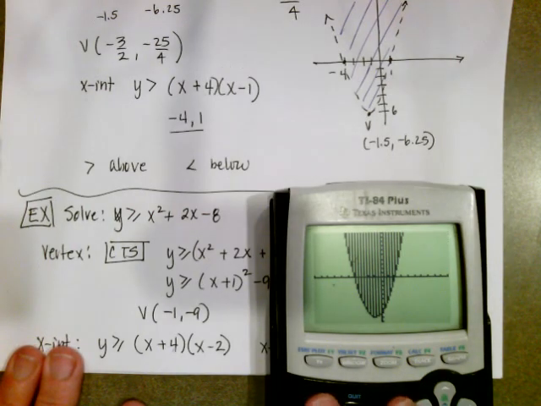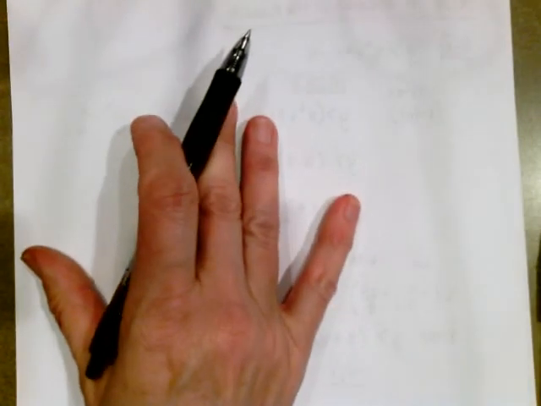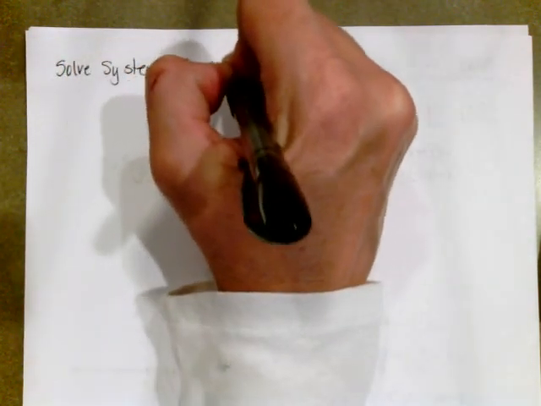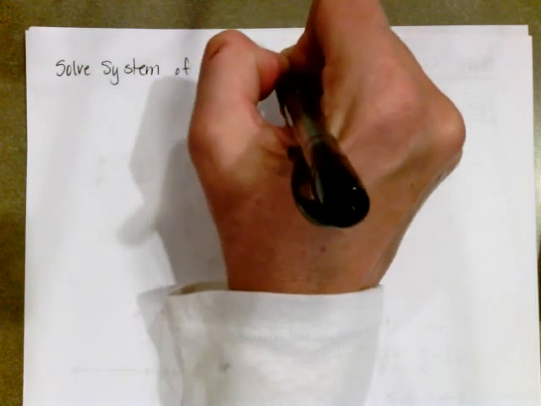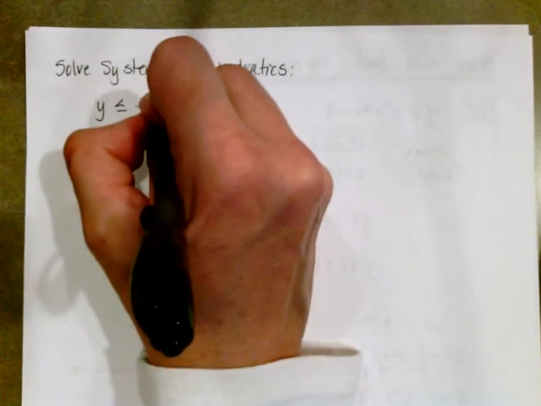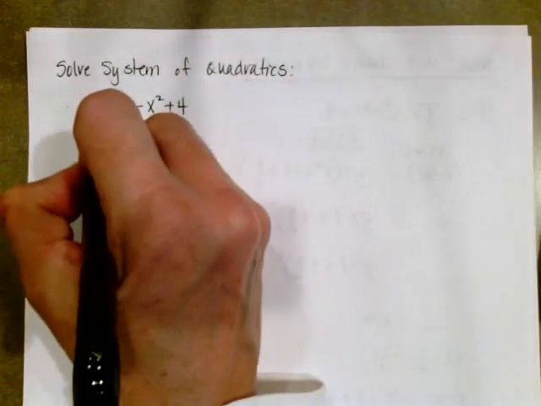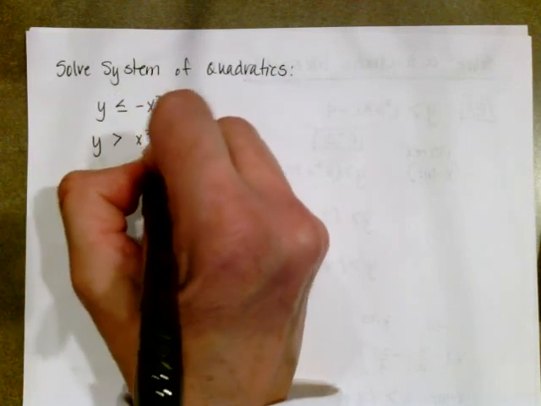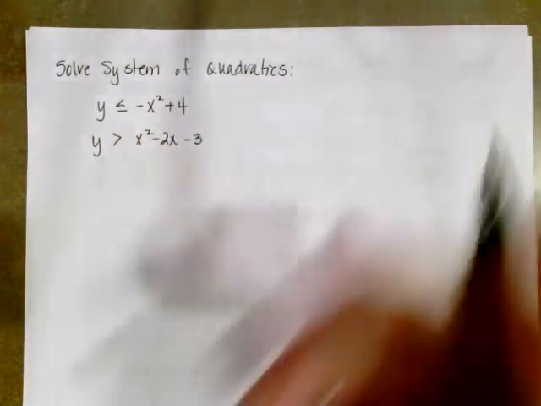Oh, so cool. All right, so now let's do an example of solving an inequality system. Anytime you see the word system, that means there's more than one graph. So I'm going to solve a system of quadratics. My two equations are going to be y is less than or equal to negative x squared plus 4, and y is greater than x squared minus 2x minus 3.